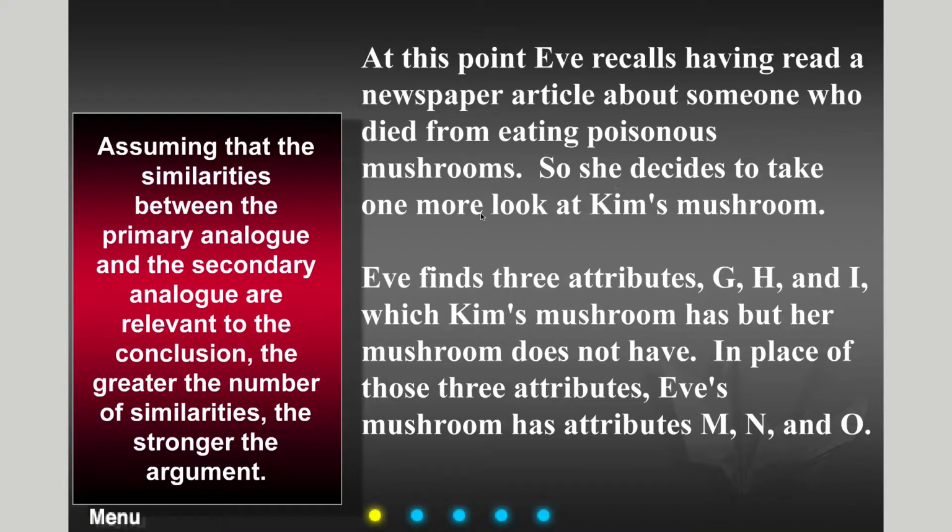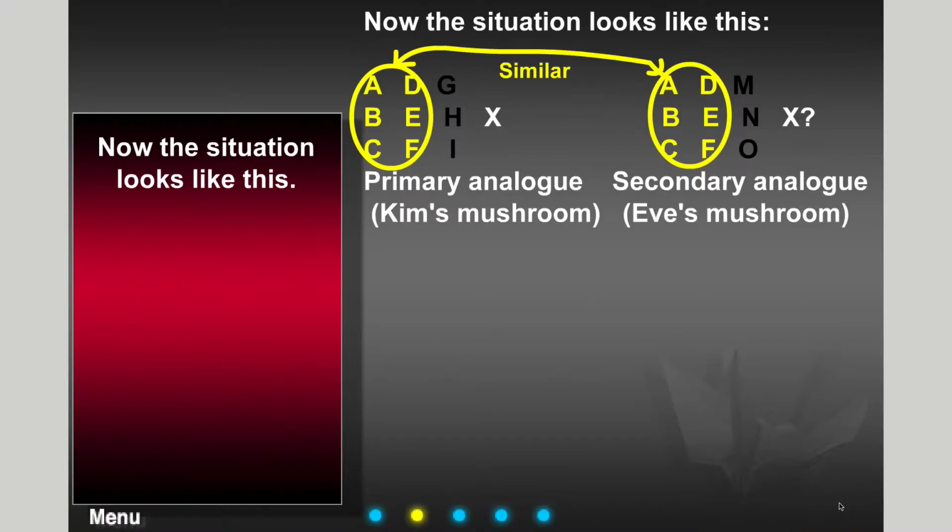So Eve recalls having read a newspaper article about someone who died from eating poisonous mushrooms. So she decides to take one more look at Kim's mushroom. Eve finds 3 attributes, G, I, and H, which Kim's mushroom has, but her mushroom does not have. In place of those 3 attributes, Eve's mushroom has attributes M, N, and O, and obviously they're not being specific here. So we have these 3 primary analogs, these different attributes, these 6 attributes.